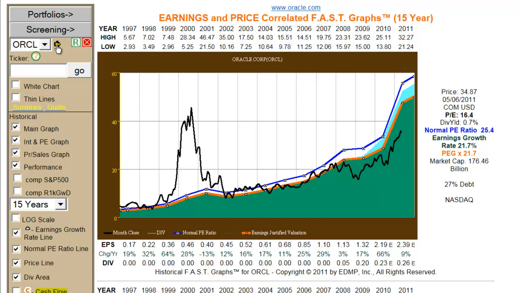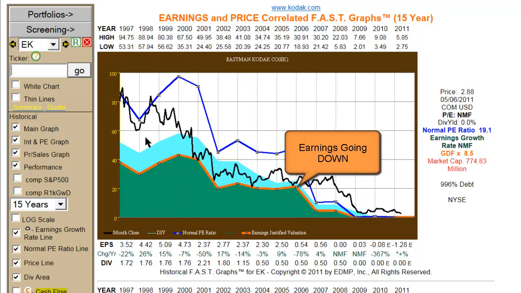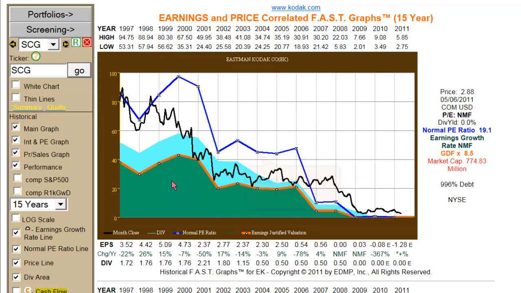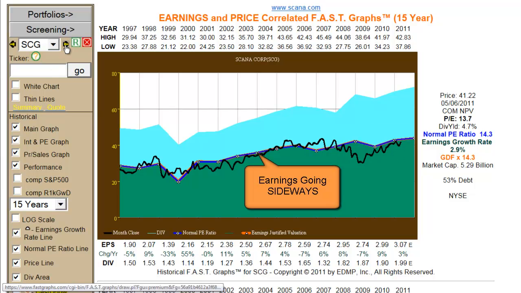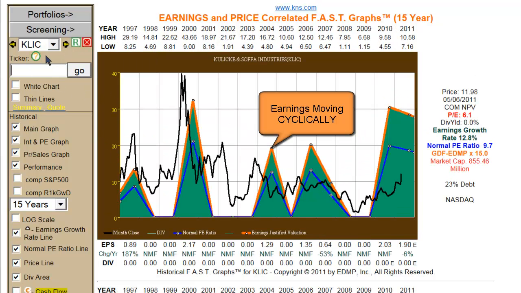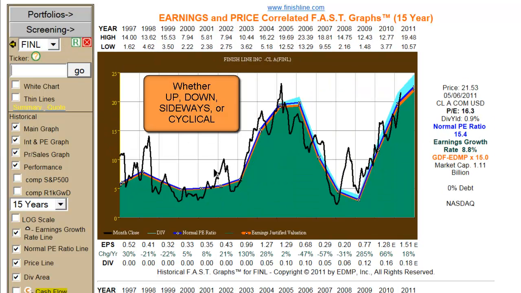By merely typing in a stock symbol into the ticker box and hitting the Go button, the F.A.S.T graphs automatically and instantaneously provides all these fundamentals and price-driven research tools. With F.A.S.T graphs, the user can see in an instant that wherever earnings go, stock price is sure to follow in the long run. Whether earnings go up, down, sideways, or move cyclically, the price of a specific company's stock will follow its earnings in the long run.